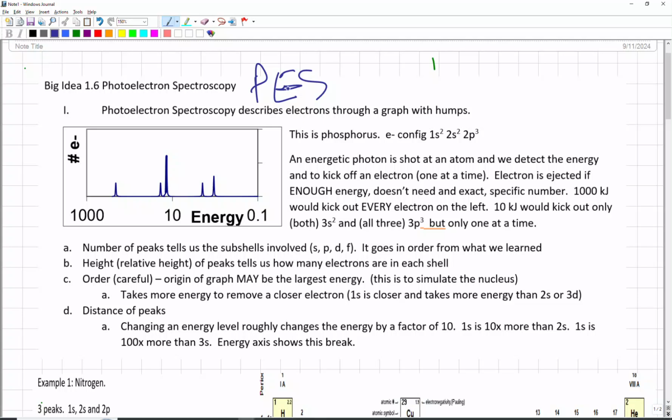All right. Photoelectron spectroscopy describes electrons through a graph with humps. You can tell that those are my words because that doesn't sound very textbook-like. This right here is phosphorus. The electron configuration of phosphorus is 1s2, 2s2, 2p3. If you look at your periodic table, you can confirm that.